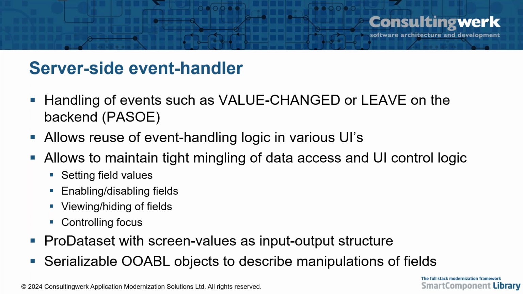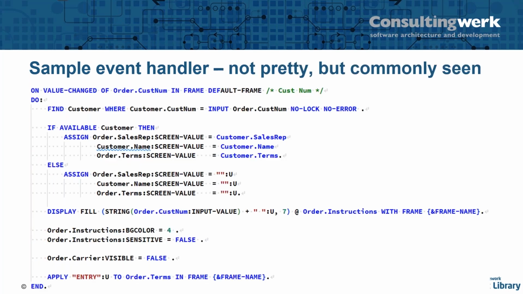The typical forms of manipulating the UI from a trigger are: you change field values, you enable or disable fields, you view and hide fields, you may be changing the styling, the background color, or controlling the focus, etc. We call into these services, or these event handlers, providing a data set, and get an object structure as a response with UI manipulations. So let's look at an example.